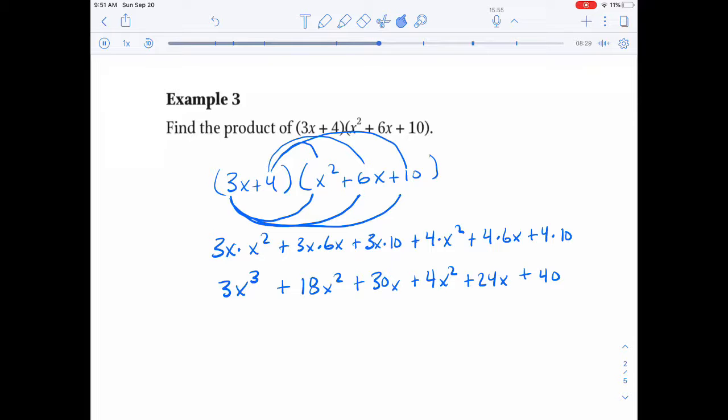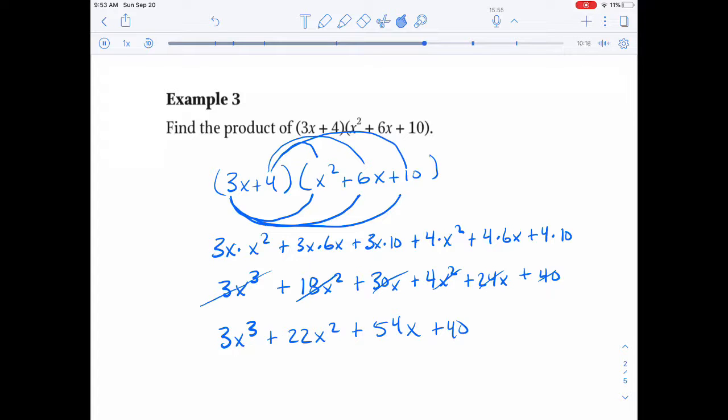Let's combine our like terms. So we have 3x cubed. I don't see any other x cubed terms in there, so let's move on to x squareds. I have 18x squared plus 4x squared, so that would give me 22x squared. That takes care of that one and that one. Now let's add 30x plus 24x to get 54x. And let's add our 40. So our final expression becomes 3x cubed plus 22x squared plus 54x plus 40.